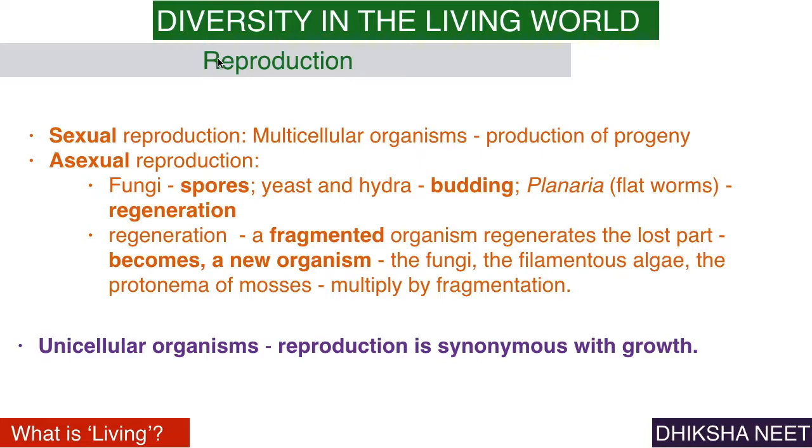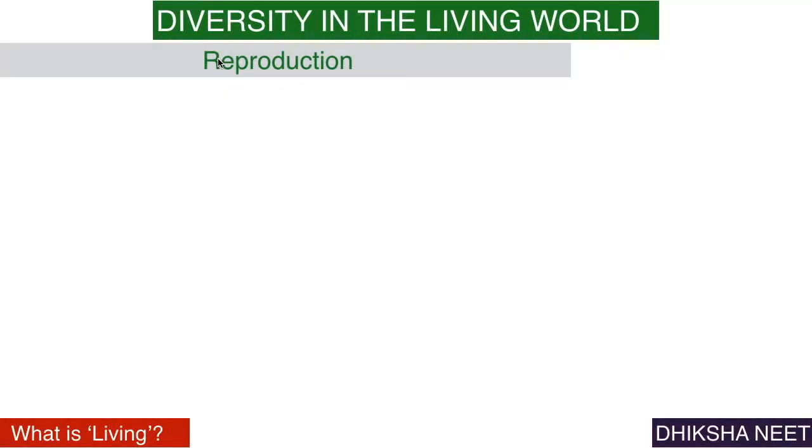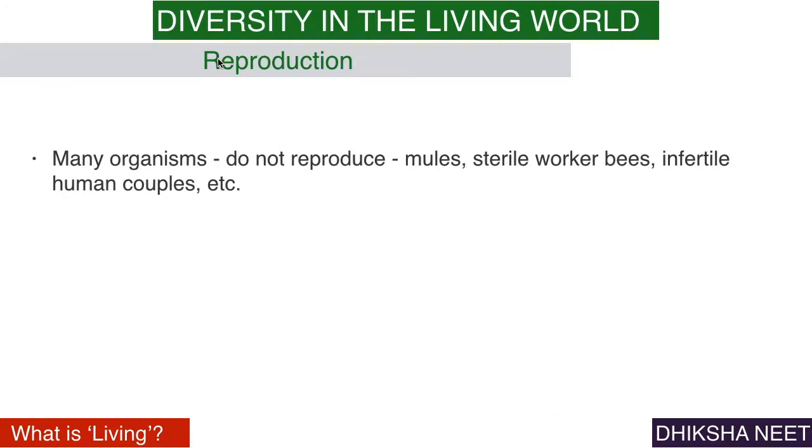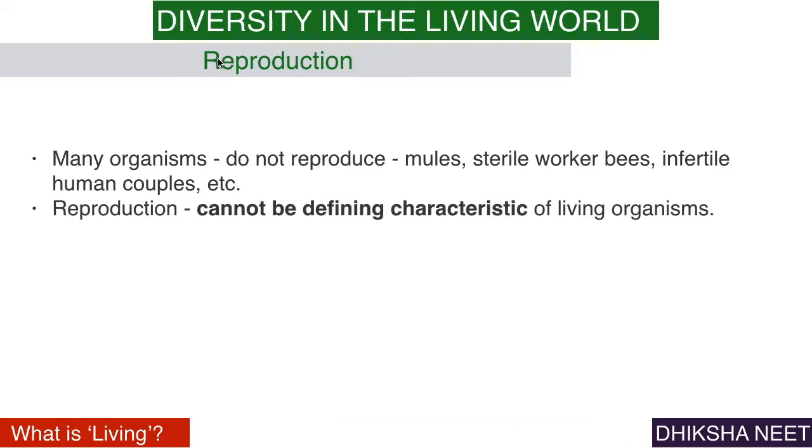Hence, we notice that, in single-celled organisms, we are not very clear about the usage of these two terms, growth and reproduction. Further, there are many organisms which do not reproduce: mules, sterile worker bees, infertile human couples, and many. Hence, reproduction also cannot be an all-inclusive defining characteristic of living organisms. Of course, no non-living object is capable of reproducing or replicating by itself.